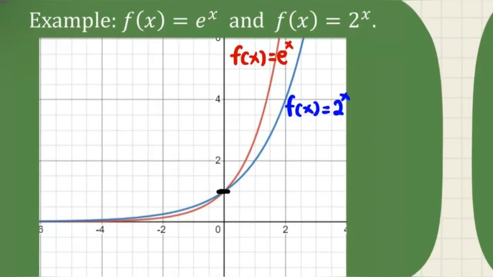So kat sini cuba gantikan power kepada dua-dua function ini dengan kosong. Okay, so e kuasa kosong kita dapat apa? So e power of 0 we get 1. Dan 2 power of 0 pun kita akan dapat 1.